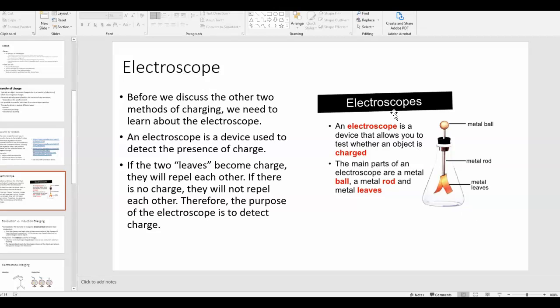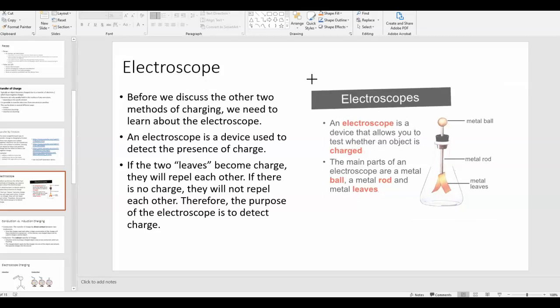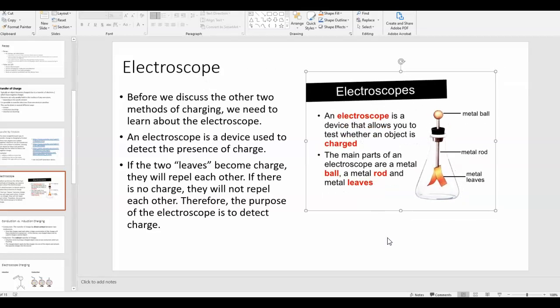Now, the purpose of the electroscope is to detect charge. We'll talk about how it works, but basically, if the leaves at the bottom become charged, let's say the leaves become positively charged. These are just two pieces of metal. Let's say this leaf becomes positive and this leaf becomes positive. If they're both positive, positive and positive repel because of the electrical force. We talked about that before. If both of the leaves become negative, the same thing is going to happen because negative and negative also repel.